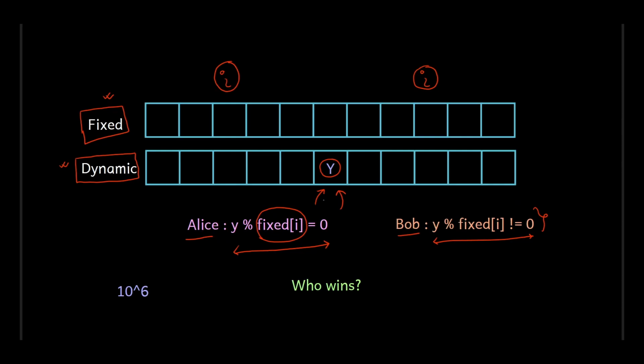And in any round, if a player runs out of moves, for example, after selecting any index I they are not able to select a valid y that respects the rules assigned to them, then they lose the entire game. So your goal is to figure out who will win the entire game, that is, who will always have a move available. The constraints of this problem are that the array elements can be up to 10 to the power 6 for both the fixed array as well as the dynamic array. So this is the entire problem statement.